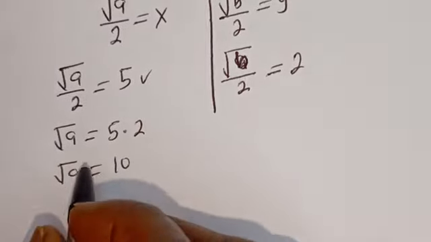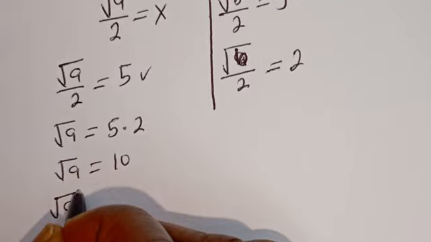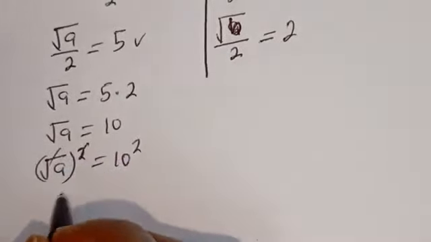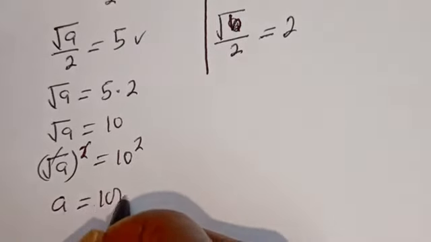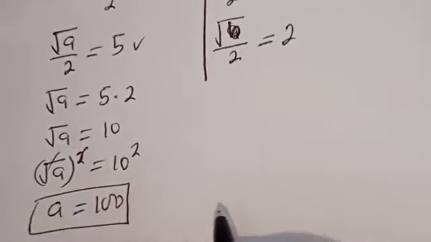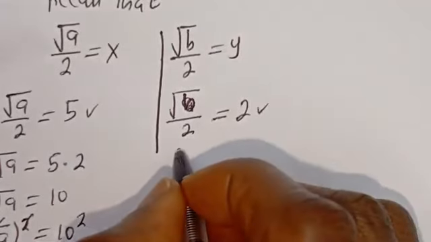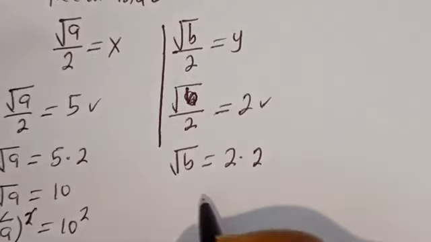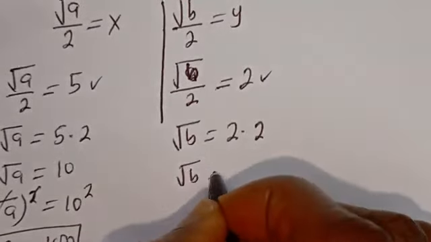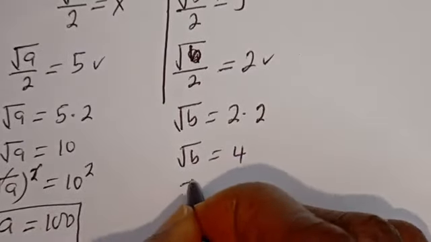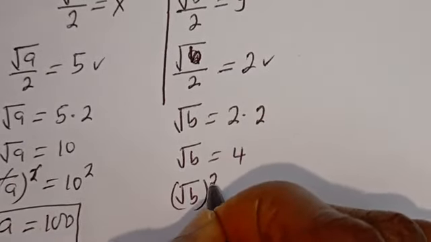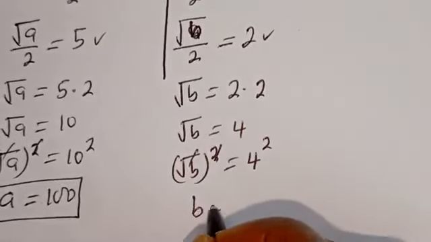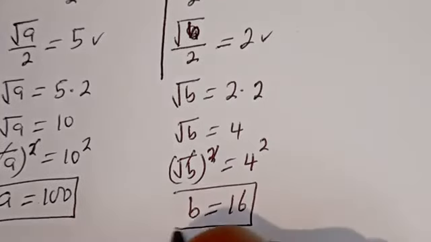We are looking for the value of a. Let's square both sides. Square root of a squared equal to 10 squared. This will cancel this. a is equal to 100. This is the value of a. And from here, the second case, square root of b is equal to 2 multiplied by 2. Square root of b equal to 4. Let's square both sides. Square root of b squared is equal to 4 squared. This will cancel this. b is equal to 16.